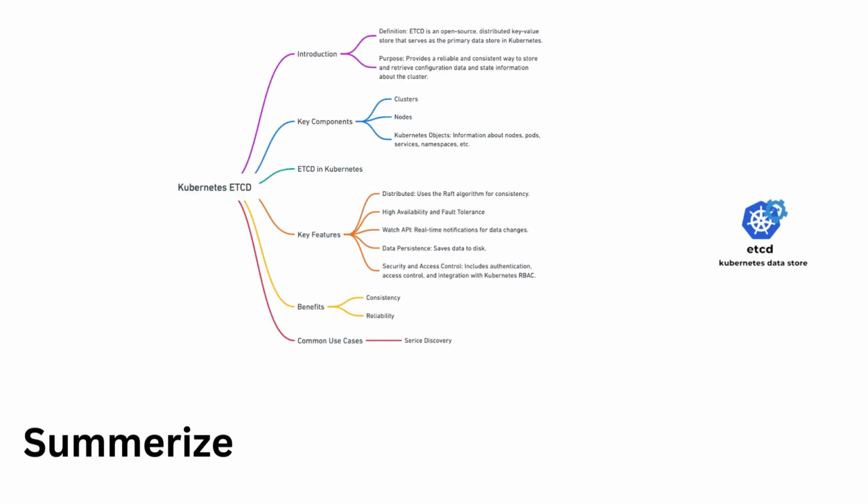So to summarize, etcd in Kubernetes stores all the configuration and state information of the cluster, ensures high availability and consistency using the Raft algorithm, provides real-time updates with the watch API, persists data to ensure durability, and supports security and access control.